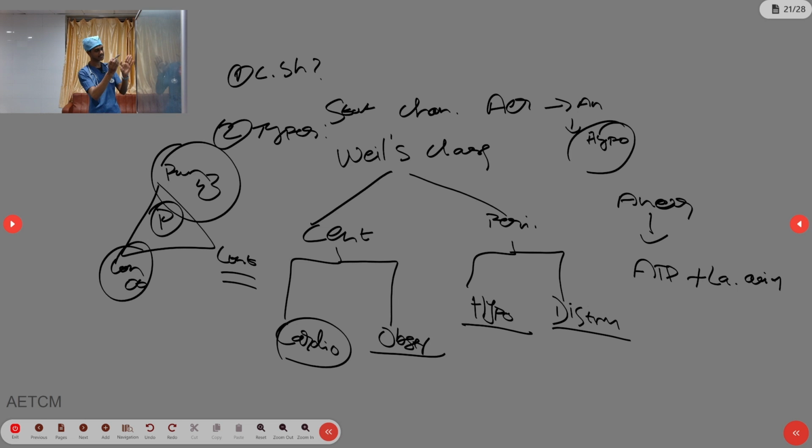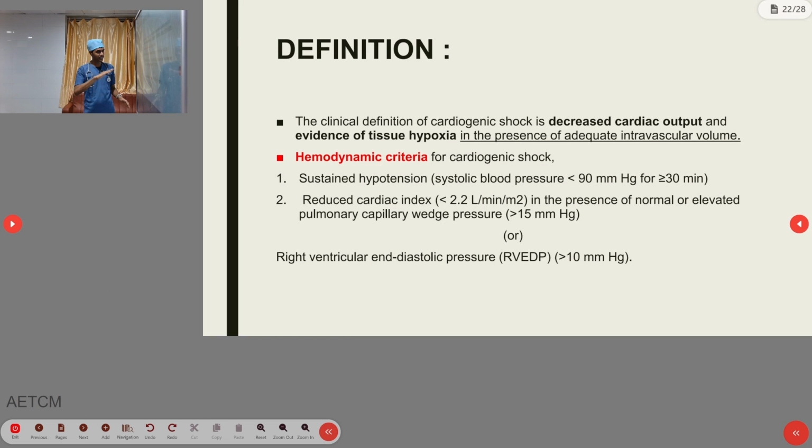So this is the Weil classification. We categorize into two major categories, central and peripheral. Central includes CO, cardiogenic and obstructive. Peripheral indicates those other than the heart and lung, so it indicates hypovolemic and distributive. If you look at this slide, it will be easy. Cardiogenic shock comes under central shock. There is failure in the pump, not in the container, not in the content. Same thing: decreased cardiac output, evidence of tissue hypoxia in the presence of adequate intravascular volume.